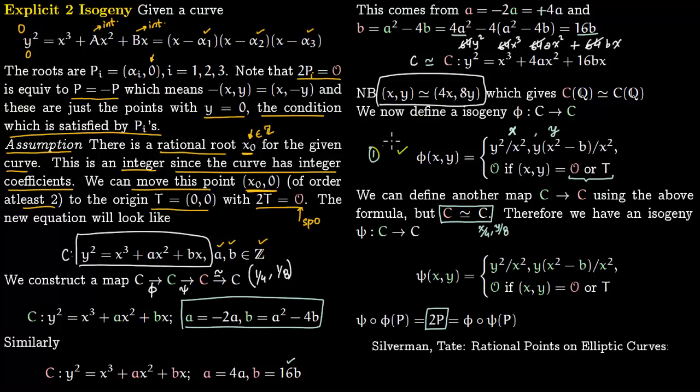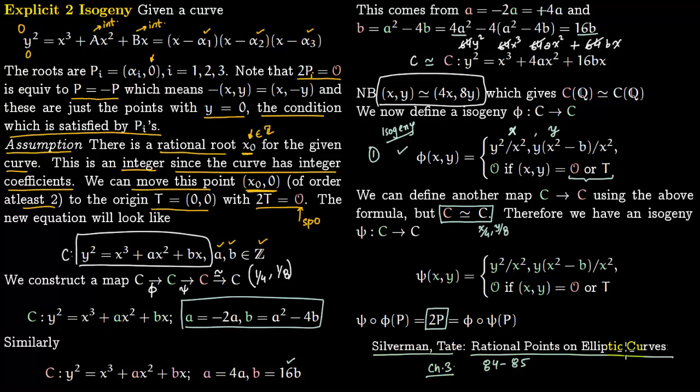So one, we have to show that this is an isogeny. This makes sense. So we will not show the complete proof. The complete proof of this being an isogeny can be found in this book, Silverman and Tate, Rational Points on Elliptic Curves, page 84 and 85, chapter 3.